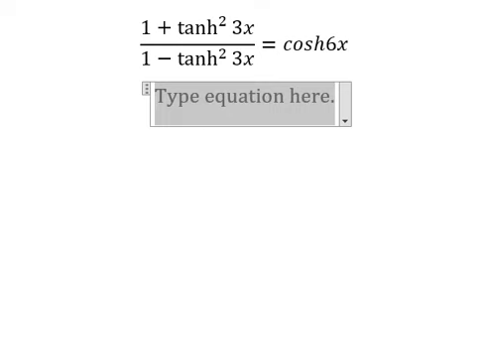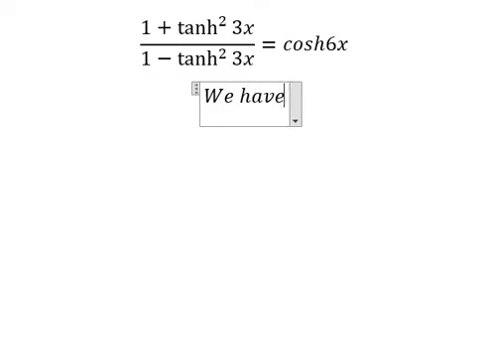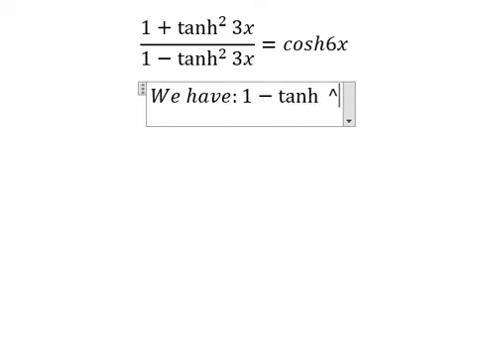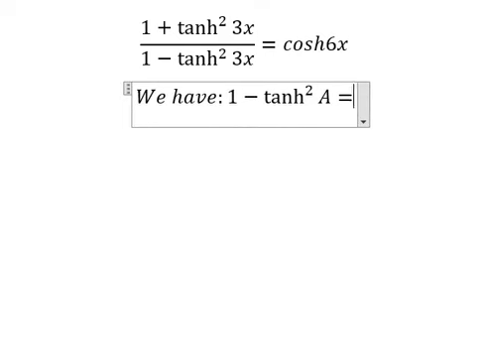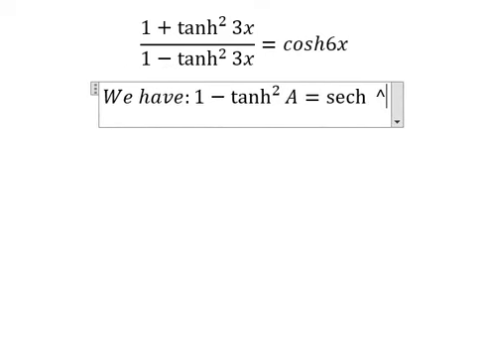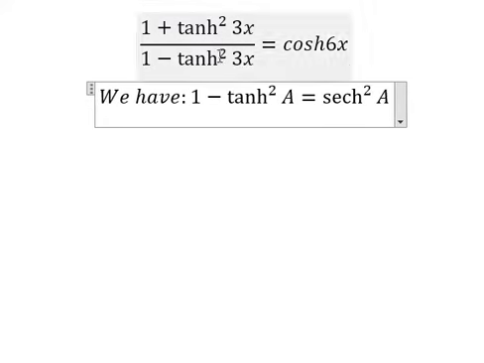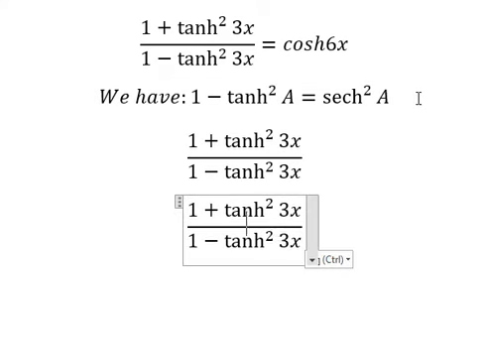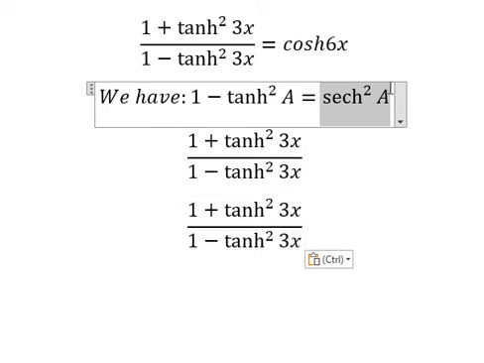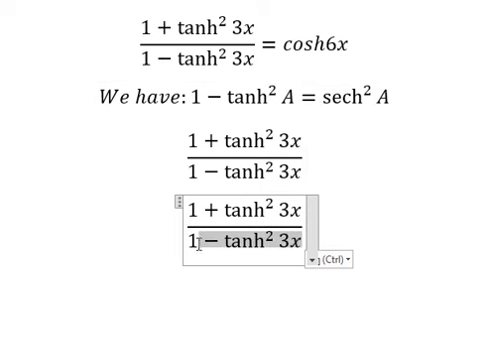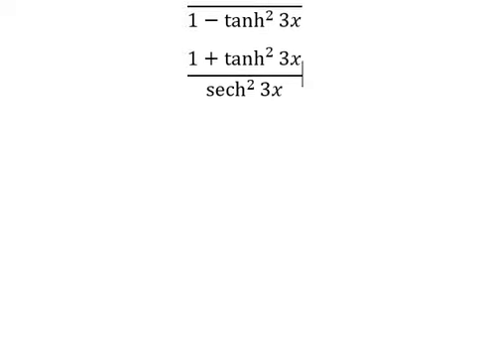We have the formula in here. That is about 1 minus tanh of a square equal to secant of a square. So we need to change this one into this one. So you will have secant of 3x squared. Next, we have the second formula in here.